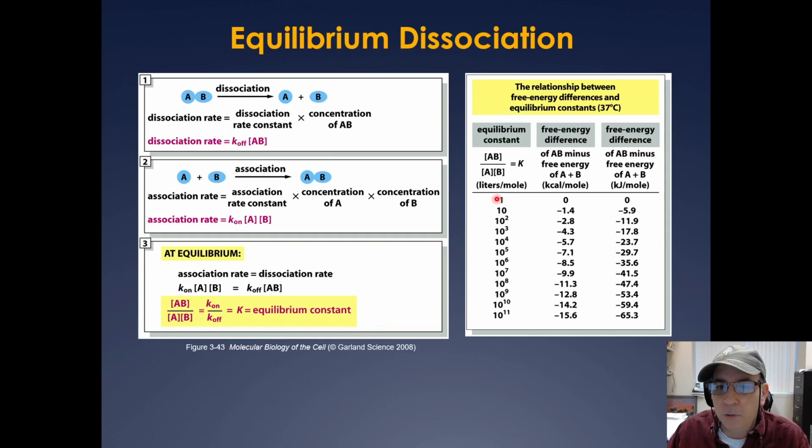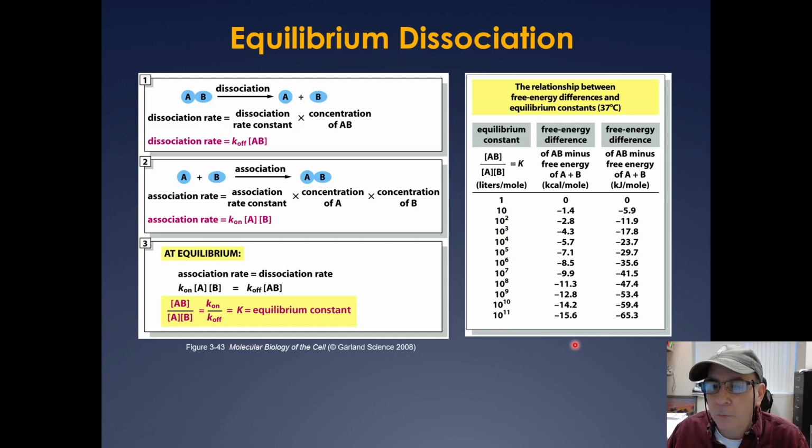Different molecules are going to have different equilibrium constants. Antibodies tend to fall around 10 to the 7th. The strongest biological interaction I think that's known is biotin with streptavidin, something the graduate students might come across at some point. And here's the free energy difference, depending on how tight or how large the equilibrium constant is.